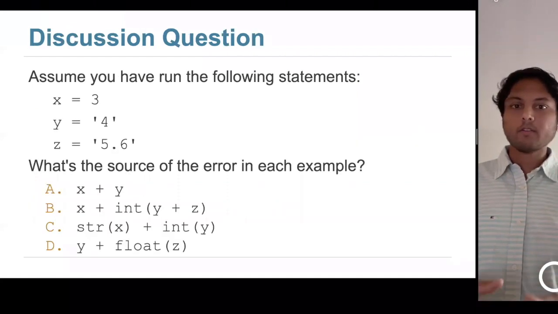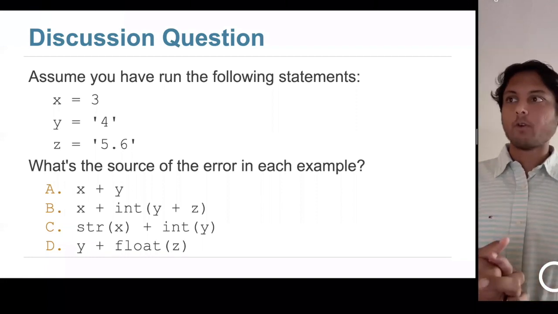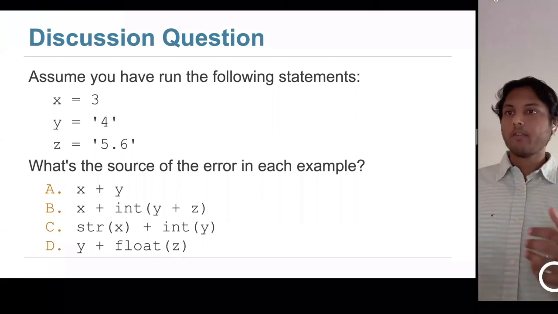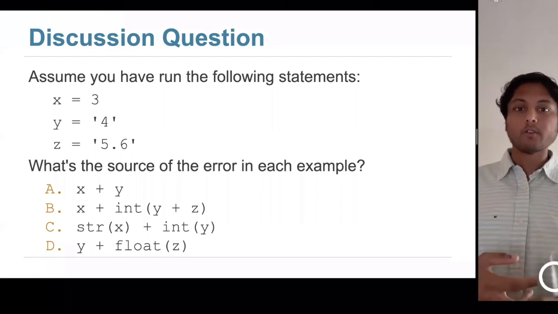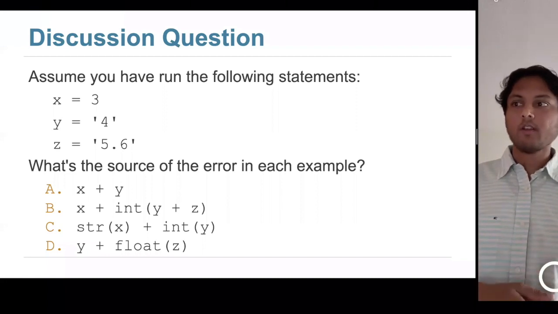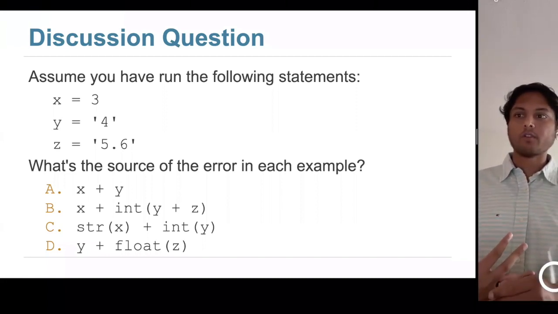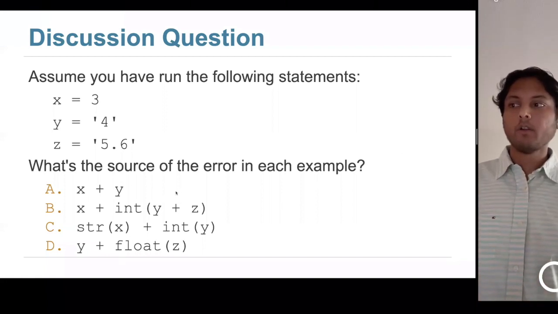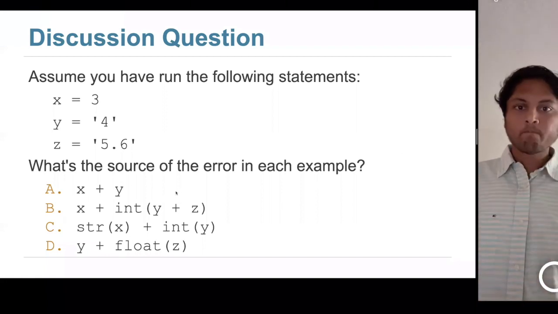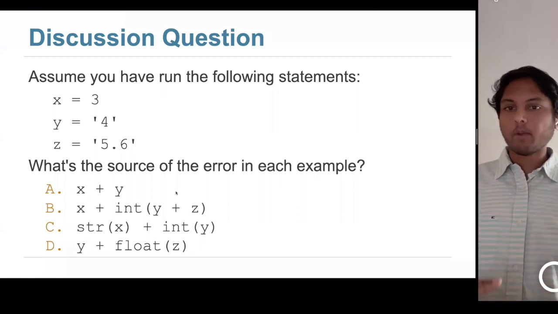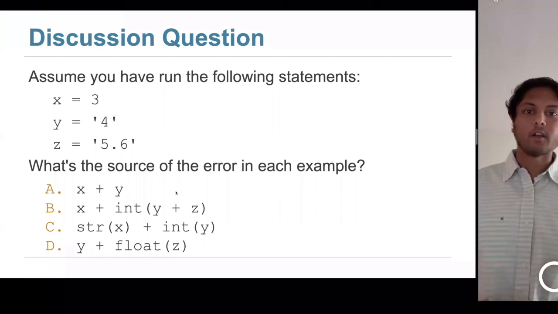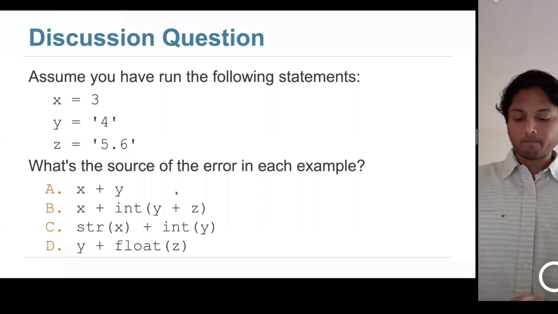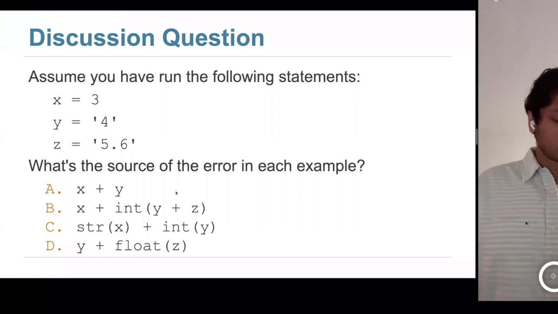Cool. So now let's try a discussion question. Assume you have the following statements, so you've run the following statements already: x equals 3, y equals '4' in single quotes, and z equals '5.6' in single quotes. What would be the source of error in each example below? Just take a couple of minutes to think about it. Maybe you can write it down if that's helpful. All of these are going to give errors, so the key here is to figure out why each one is causing an error based on what we've talked about so far. I'll give a couple of minutes and then we can go over it.